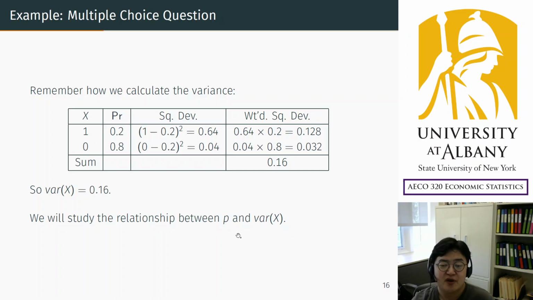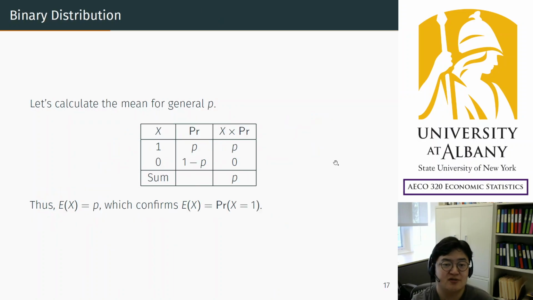Anyhow, to study this relationship, we are going to start from a more abstract case, just for a general P. So what we know is the assumption that there are two possible outcomes, 1 and 0, and that we assume the probability of success is P, parameter P. That's all we have for now.